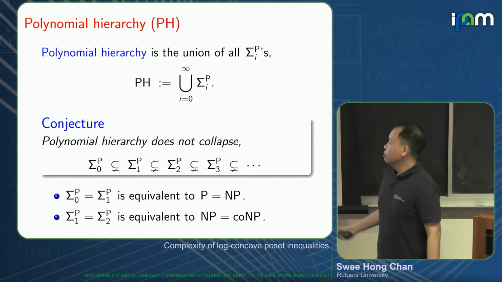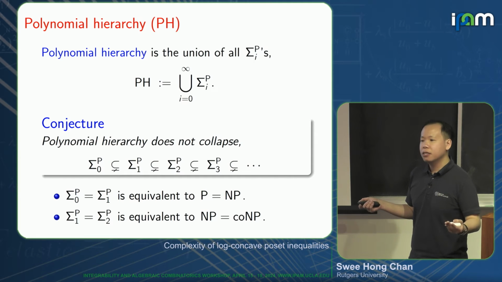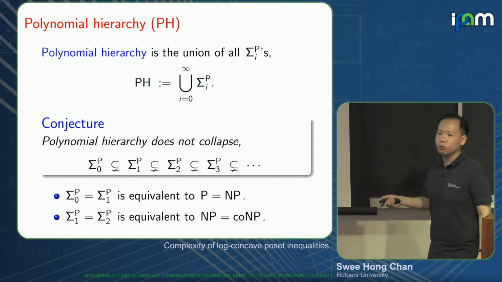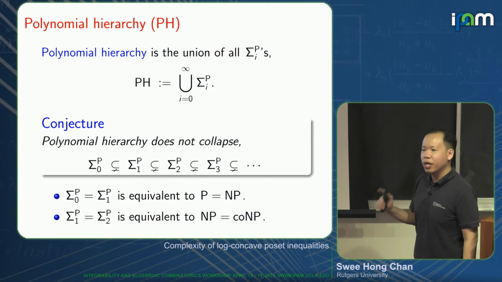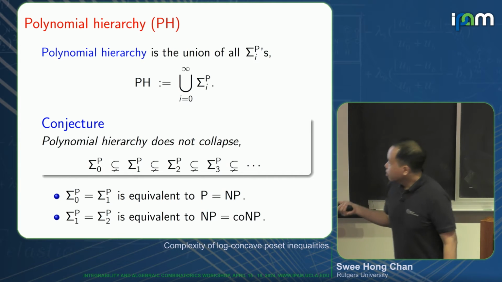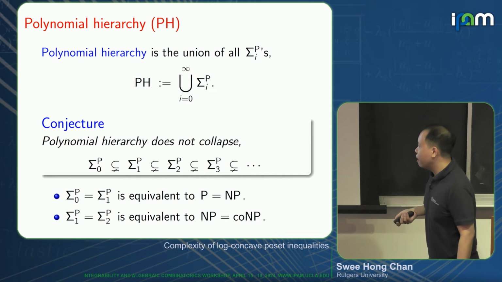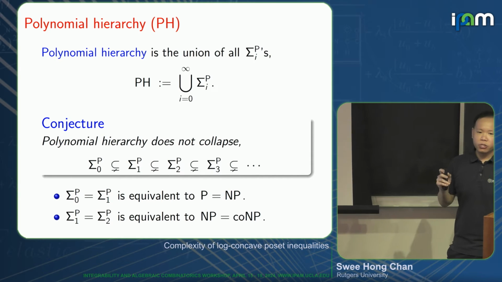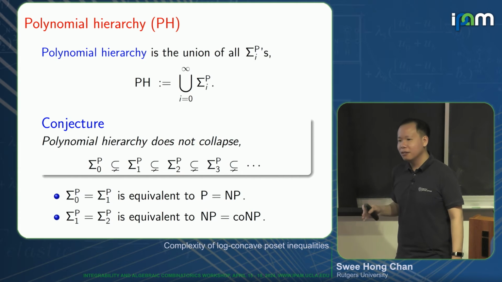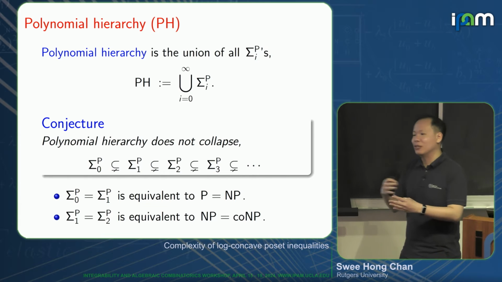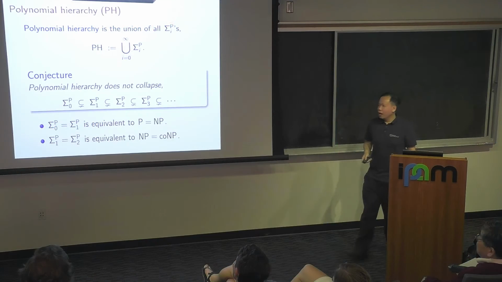One special case: if you can prove that sigma 0 is equal to sigma 1, that is equivalent to proving that P is equal to NP. This is one of the seven million-dollar problems. If you solve this, then you get $1 million. The collapse at level 1, which says that sigma 1 is equal to sigma 2, is slightly weaker. This is equivalent to saying that NP is equal to co-NP. So if you solve this problem, you might get $500,000, maybe not the full 1 million, but you might get $500,000 depending on how good you are at negotiating.